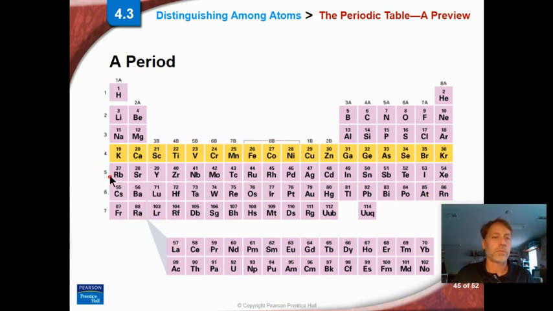Row number 5, period number 5, rubidium, strontium, molybdenum, silver, indium, iodine are all trying to achieve the same goal, to be like xenon. We'll talk about that later, but in general, they're trying to arrange their electrons to look like the last one in a row. So you can think of periods as they all have the same goal in mind, to be like the last one in their row or period.